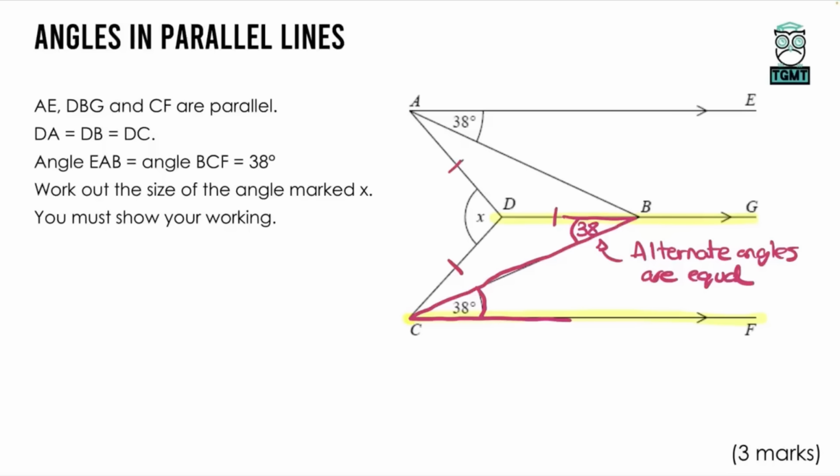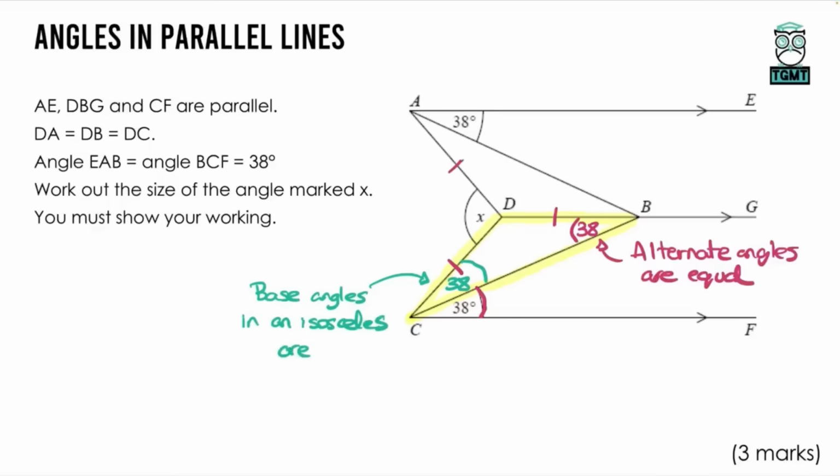Now we can almost come away from all of this image, and we're going to zoom in on this triangle here, because we've already said that's an isosceles triangle because two lines are the same length. On an isosceles triangle, base angles are equal. So this here is 38 as well. And although we're not giving the reason, it's base angles in an isosceles are equal. And that comes up quite a lot. So there we go, base angles in an isosceles are equal.